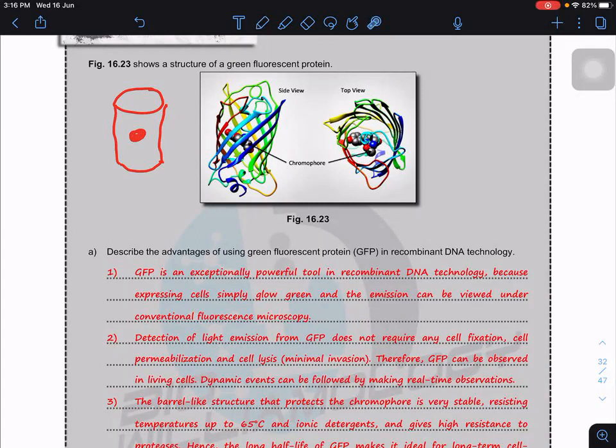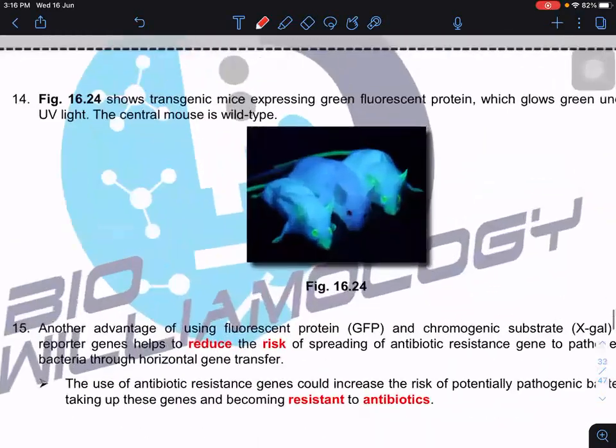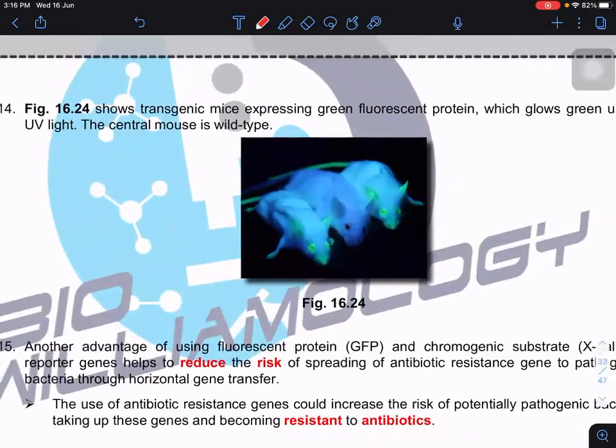Now, before we start on the use of green fluorescent protein, I give you one scenario here. If you want to use it in an animal study, how do you make sure that the gene has been successfully taken up by the animal? Sometimes we want to incorporate a particular gene. Let's say a certain gene causes a disease, in this case a disease of the eyes. So we want to incorporate this gene in the mice so that the mice develop the disease.